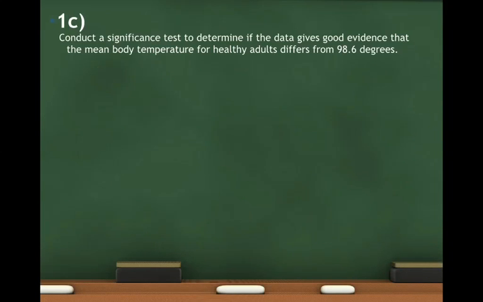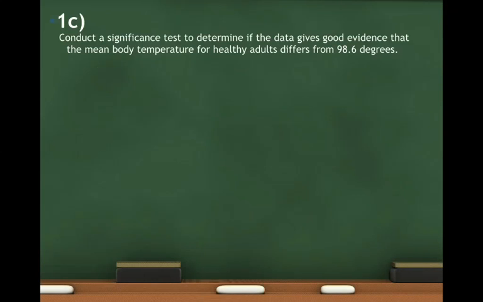We're going to continue with this body temperature, the same information, but let's say we want to conduct a hypothesis test to determine if the data gives good evidence that the body temperature differs from 98.6 degrees. So we want to set up a hypothesis test and see if there's any difference.